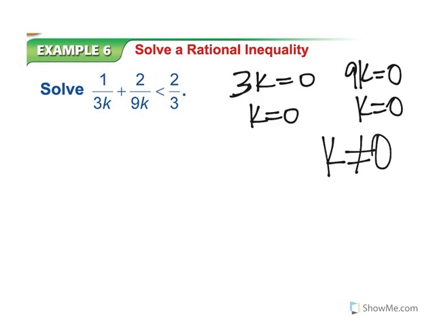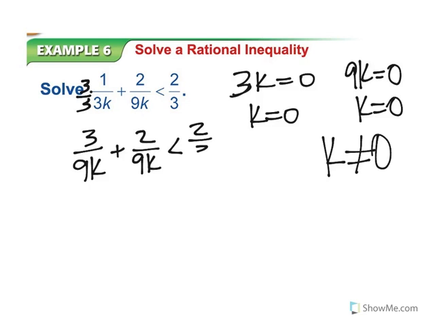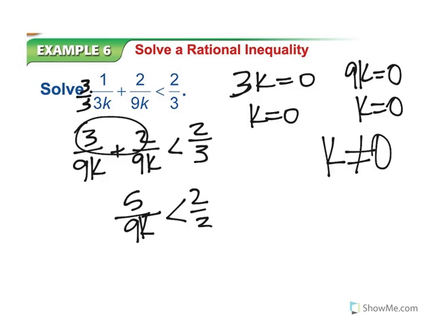Alright, here, you don't necessarily need to do the small method, because in order to get a common denominator, all you have to do is multiply this first fraction by 3 over 3, and you'll be able to combine them. So you get 3 over 9k plus 2 over 9k. It's going to be less than or equal to 2/3. Here you can take the numerators and add them together like a normal fraction to get 5 over 9k is less than 2/3.